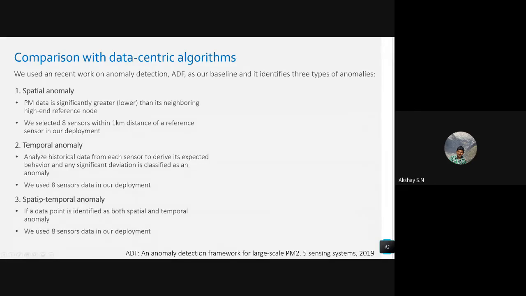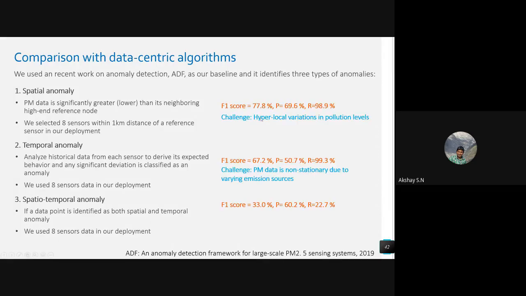Spatial temporal anomaly means, yes, there is both spatial anomaly and temporal anomaly. That's why it's a spatial temporal anomaly, right? And now if you look at the accuracies, you can see the F1 score, if I just look at spatial anomaly, is 77%.